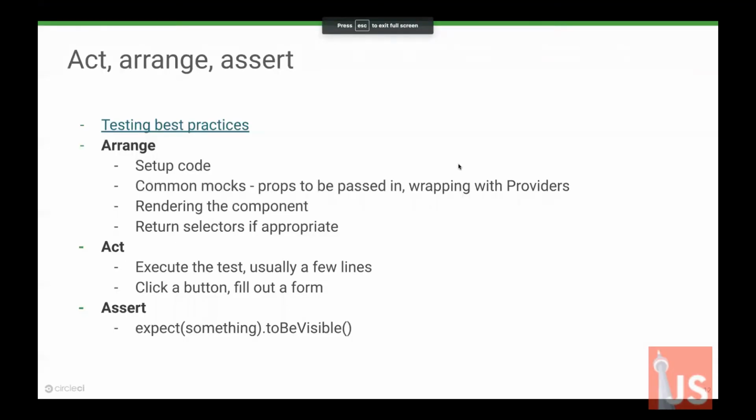Arrange functions are usually functions you write on your own. It's setup code. If you have common mocks that you keep writing over and over again for a bunch of tests on your page, you put that into your arrange function. It's also a good place to render your component and return any selectors that are used in tests over and over again. I'll show an example of what this looks like in a minute.